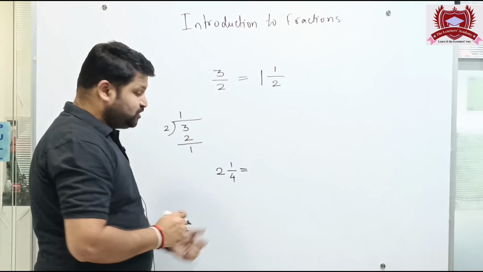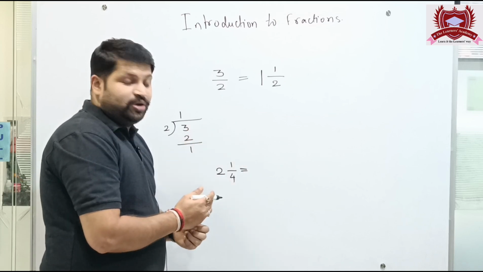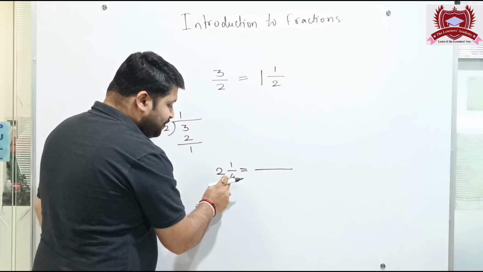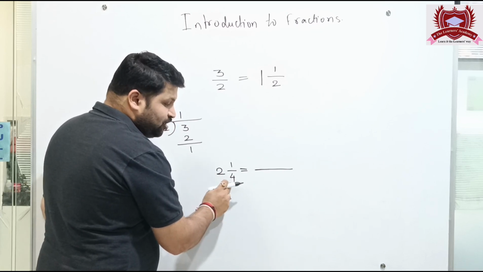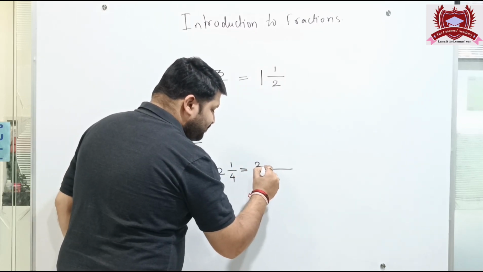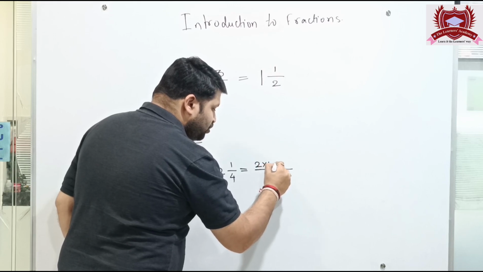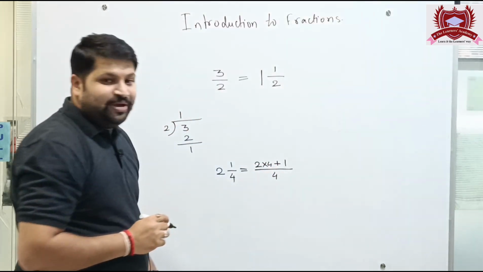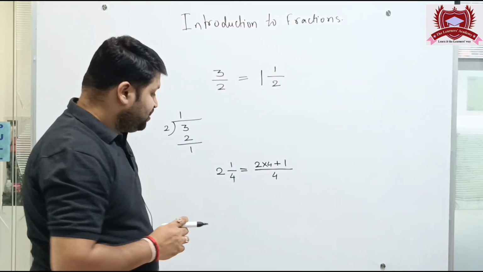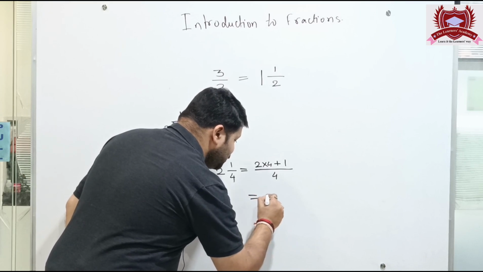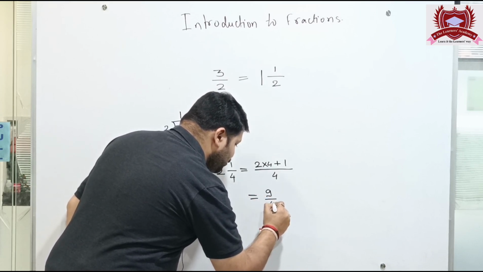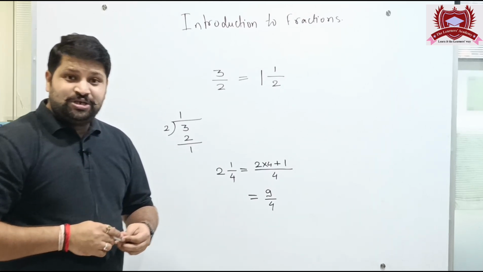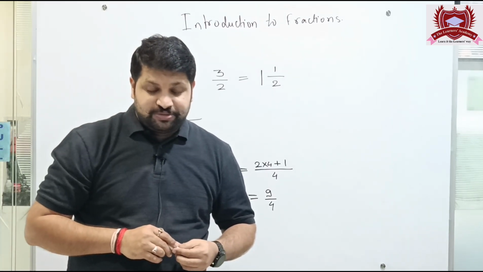If this is my mixed fraction, then to convert it into an improper fraction, I would first multiply this 2 by the denominator. So I would have it as 2 multiplied by 4 plus 1, and the denominator would remain as it is, giving me the final answer as 9/4. So this was about mixed fractions.